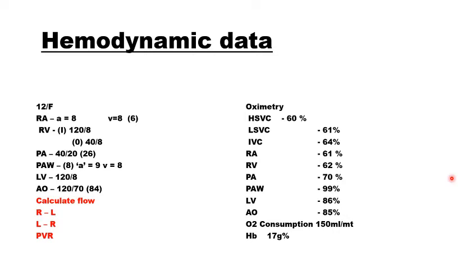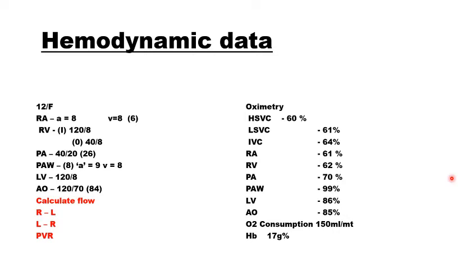Now I will go to the pressure. No, you tell your interpretation here. So there is a left to right shunt at the? Left to right at the great artery level, and right to left at the right ventricular level. Okay, very good. Now, interpret the pressure data.